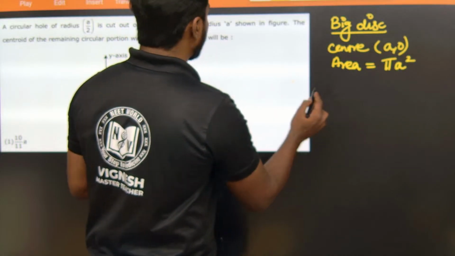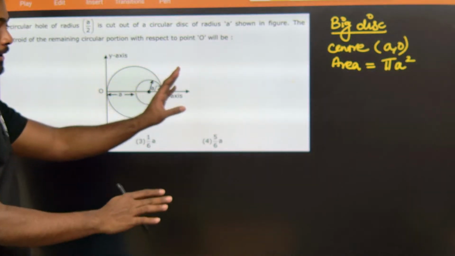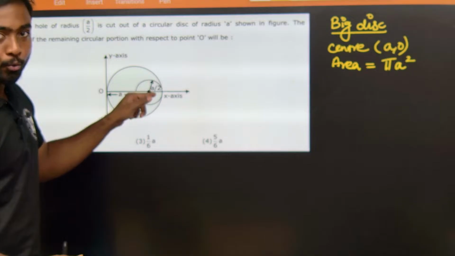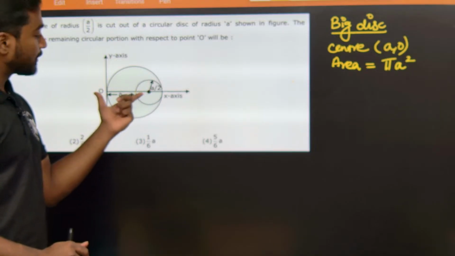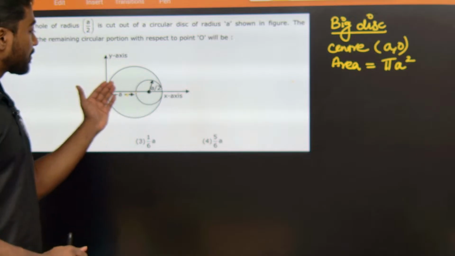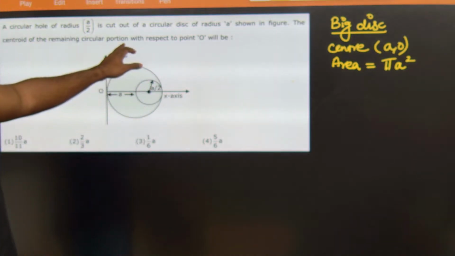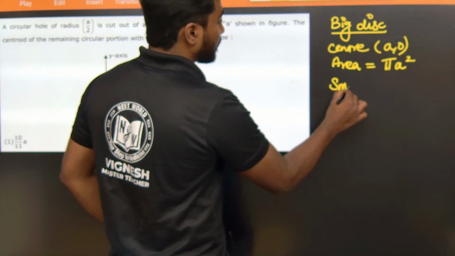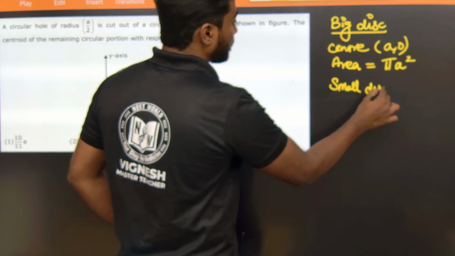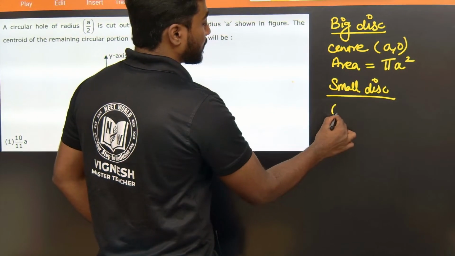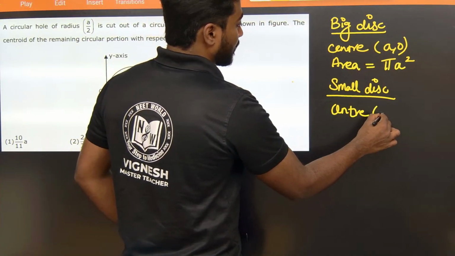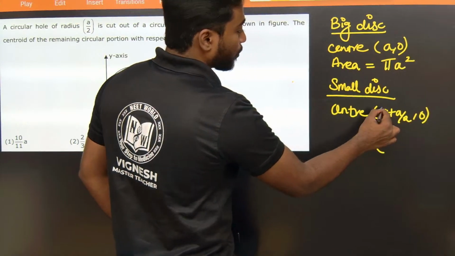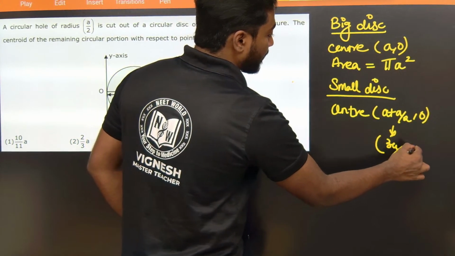Fine, so this is for the big disc. For the smaller disc, let me consider the center will be a plus a by 2. From this to this the distance is what I need to calculate with respect to point O. So the small disc center is a plus a by 2 comma 0, which is 3a by 2 comma 0.